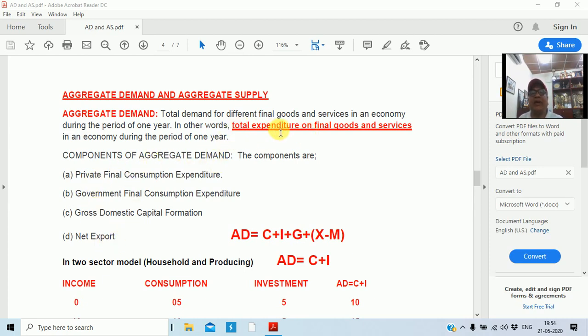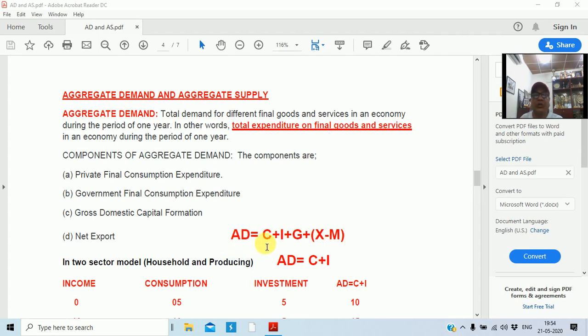Why? Because total expenditure is equal to aggregate demand. So if I have to calculate aggregate demand, what will I have to calculate? Private final consumption expenditure, right? That is called C. Government final consumption expenditure, that is called G. Gross domestic capital formation, that is called I. And net export, that is called export minus import. So what is aggregate demand?